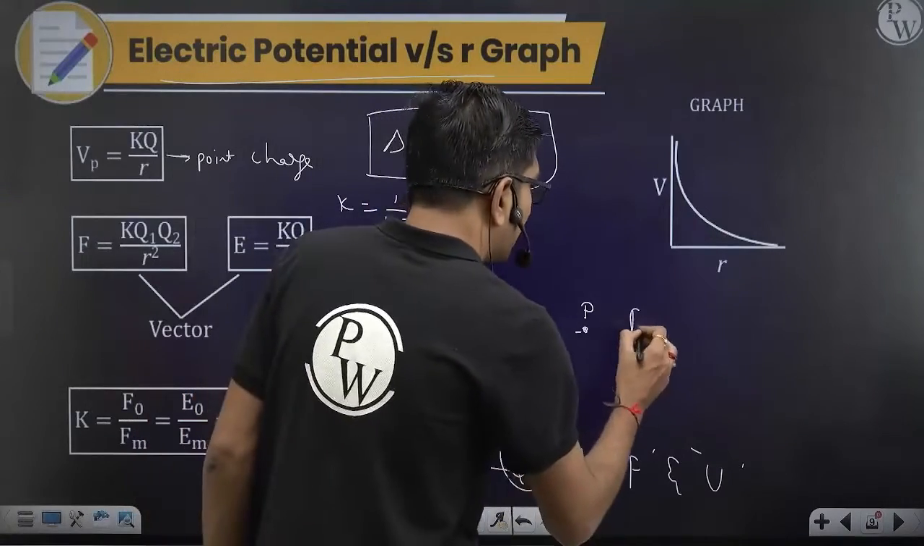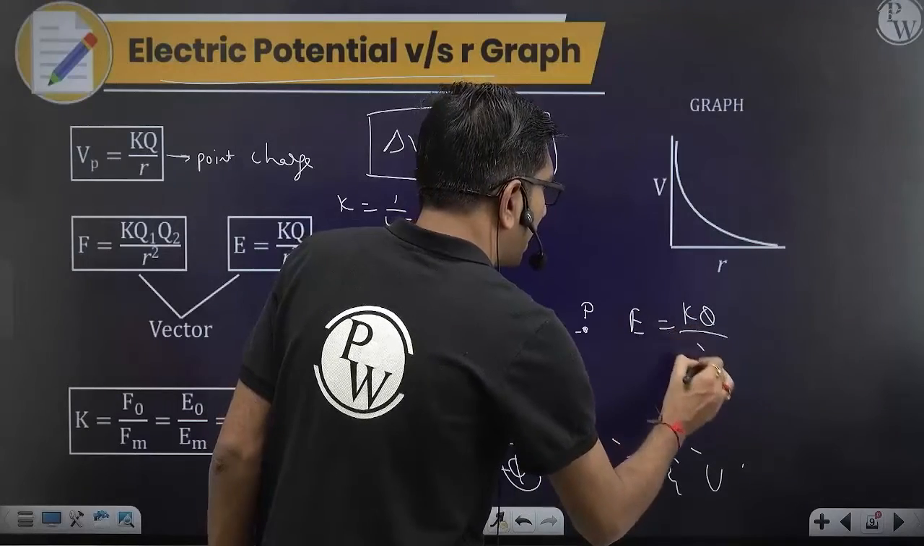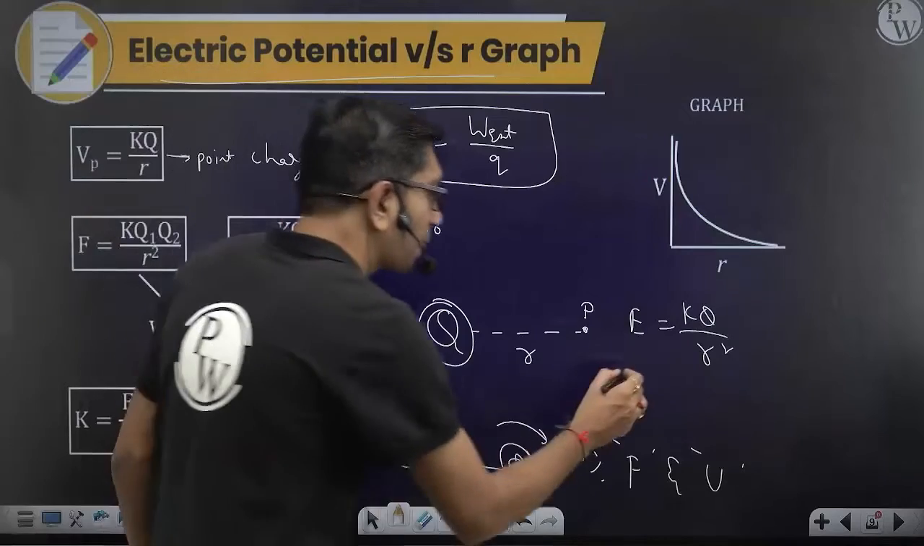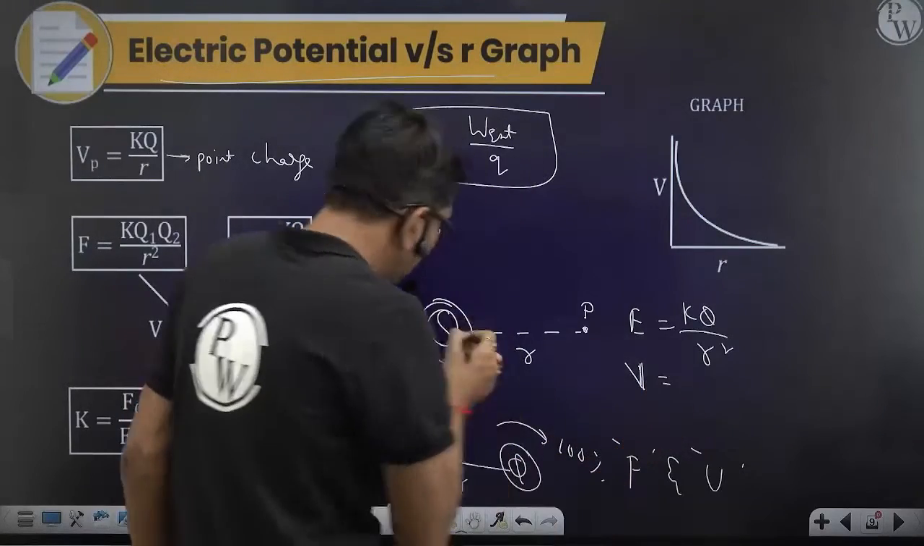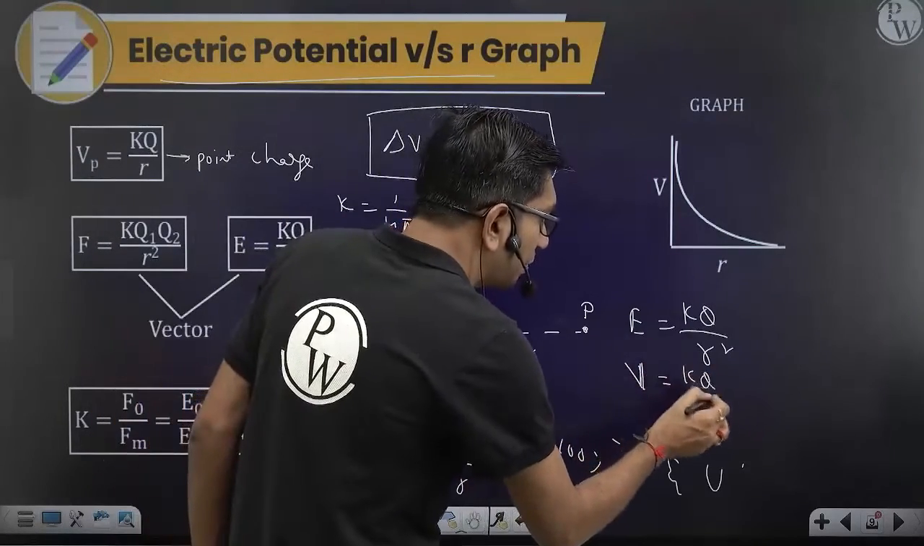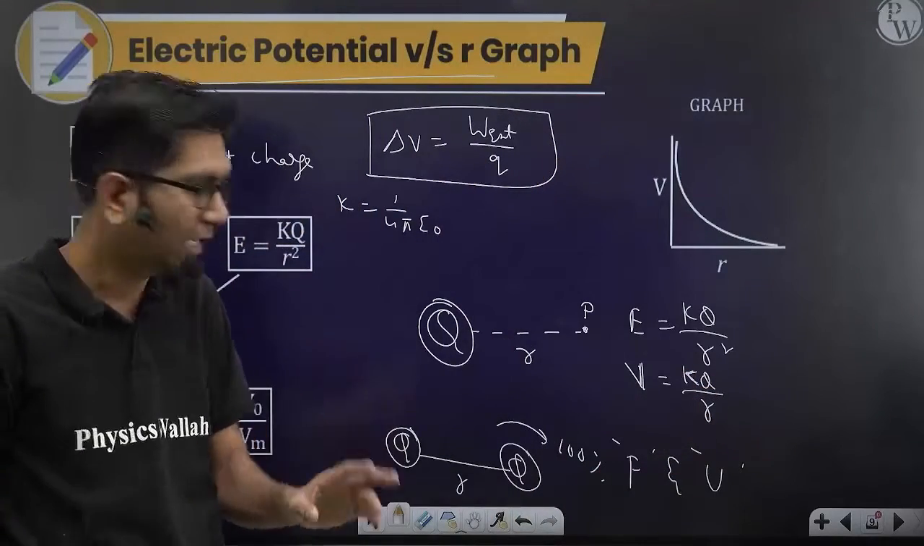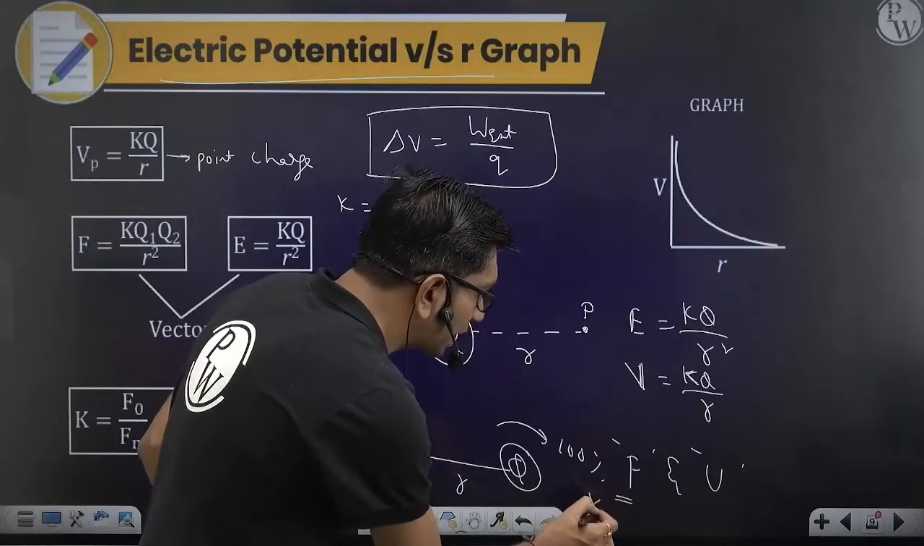So the electric field intensity is what? KQ by R square, which we learned in the last class, right? Next, what is the electric potential due to this charge? It is KQ by R. Is it clear, beta? Is it clear? See here, this is what? Vector quantity.